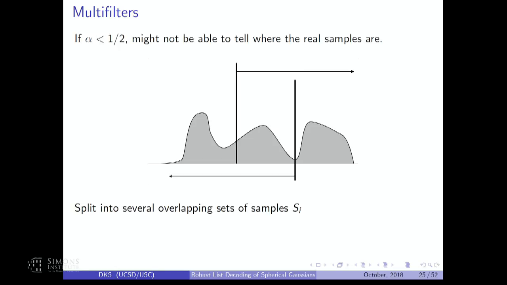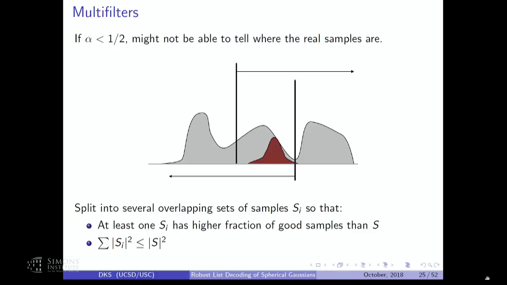So to fix this, instead of just splitting into good samples and bad samples, we're going to sort of bifurcate. We're going to split our samples into two sets of points, or maybe more. And we want the guarantee that at least one of these sets of points contains a better fraction of good samples than our original set. Maybe one of these sets threw out all of our good samples and then we're just getting garbage when we analyze it. But at least one of the sets, if we keep analyzing it, will continue to give us good results.